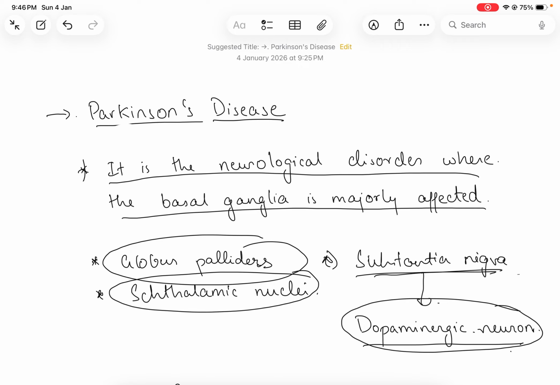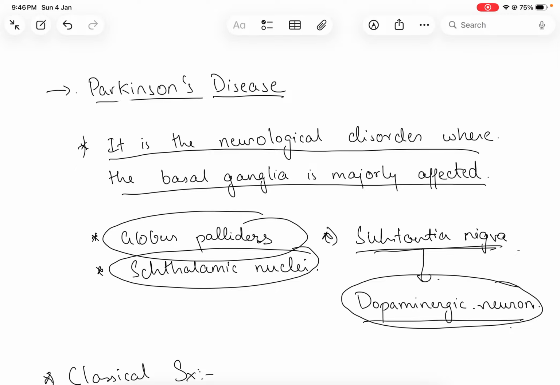So, starting with the definition. What is Parkinson's disease? It is basically a neurological disorder where the basal ganglia is majorly affected.